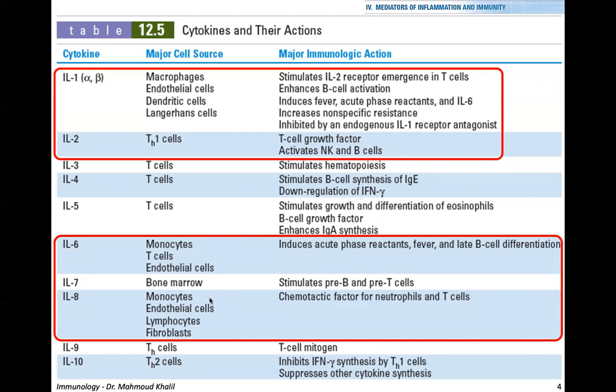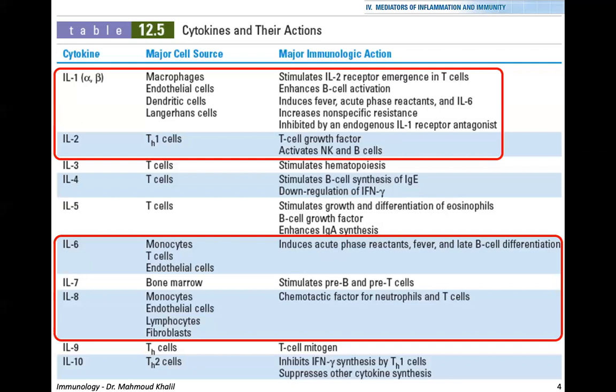For interleukin-6, which is actually secreted from monocytes, T cells as well, and endothelial cells, they induce acute phase reactants as well as fever and late B cell differentiation. And we'll understand later on what's late and what's early B cell differentiation.